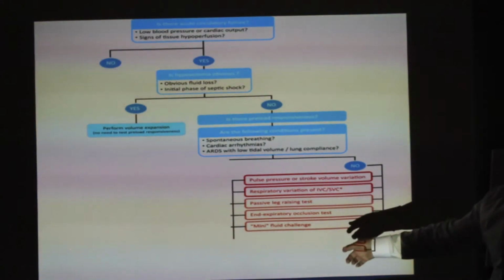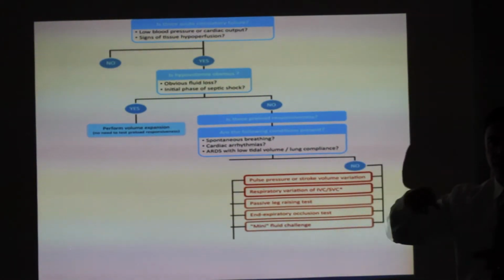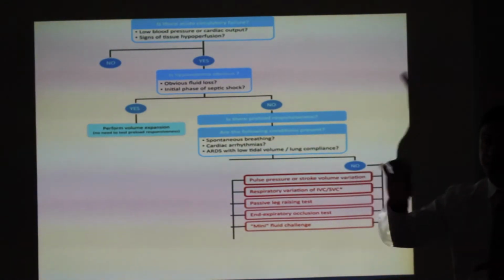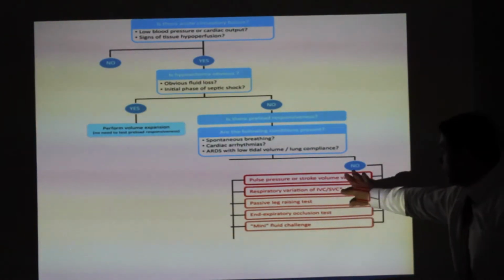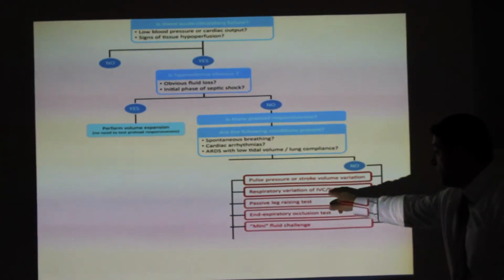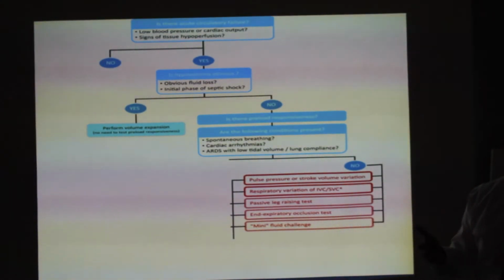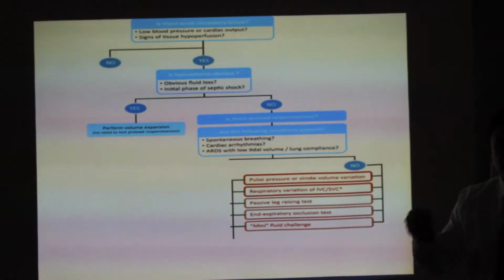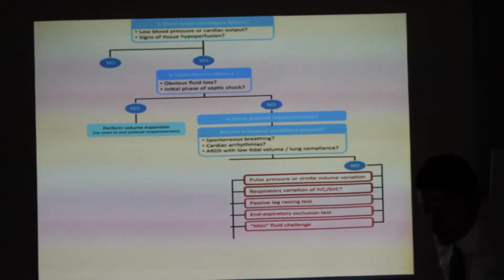You can do the mini fluid challenge, which means 50 cc's into circulation and see how much the velocity time index changes. But you need an echo to do that. I did not bring it up here, but those three things you can do. Sometimes you can look at the IVC, the vena cava, but this is demanding. We said a good measure is simple, easy to use, and gives you the answer. It doesn't really complicate things.